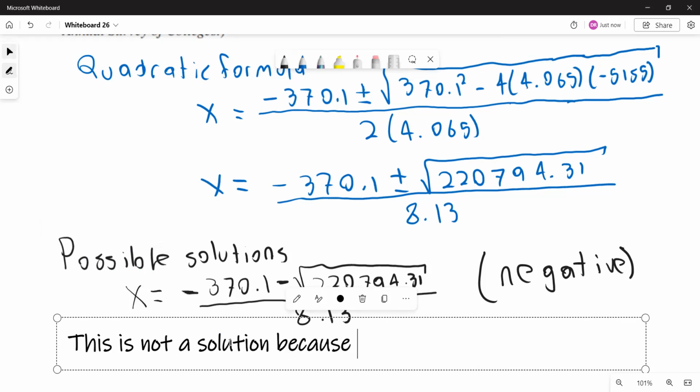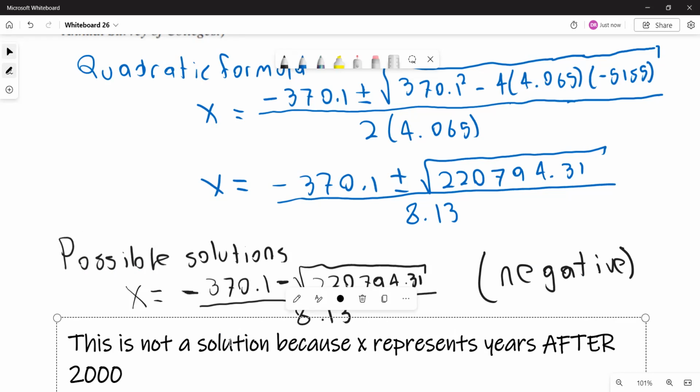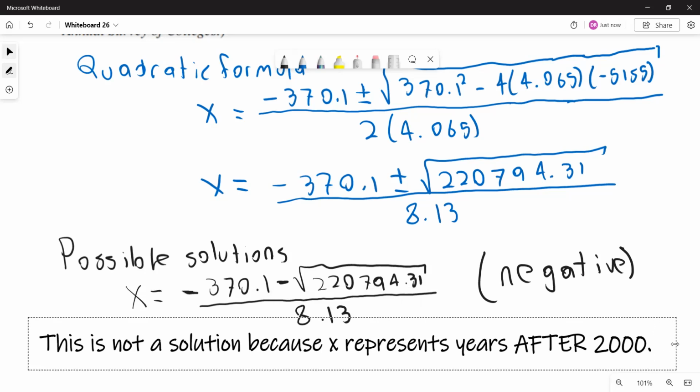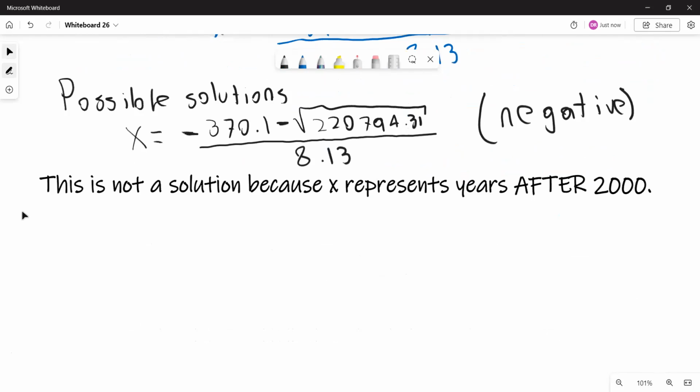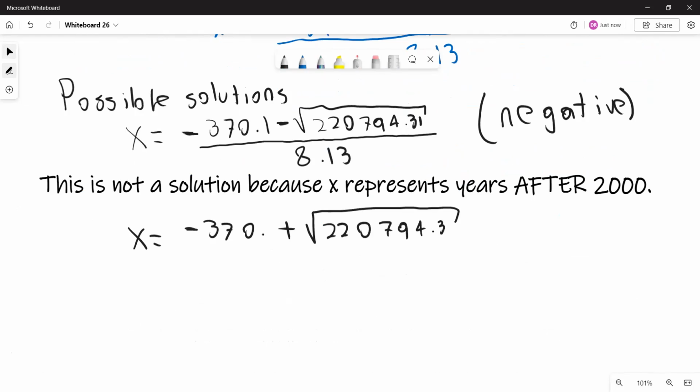This is not a solution because x represents years after 2000 and not before. So a negative solution would be years before, but that's not what the equation models. And the other solution is x equals minus 370.1 plus the square root of 220,794.31 over 8.13.